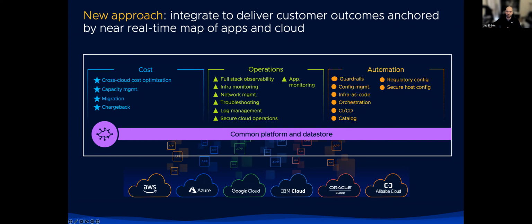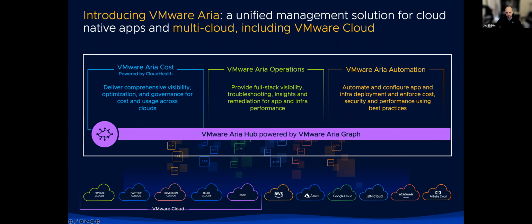So this is how we've aligned Aria. And breaking down those three columns, on the left, you see Aria Cost, Aria Cost powered by CloudHealth specifically, Aria Operations in the center, and then Aria Automation on the right. And there are several products and services that are aligned under each of those. But moving forward, we just care about Aria Operations, Aria Automation, Aria Cost. And so this was the first step in aligning the portfolio with the platform.